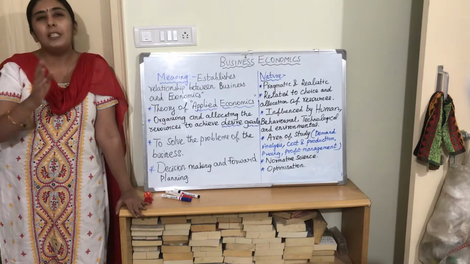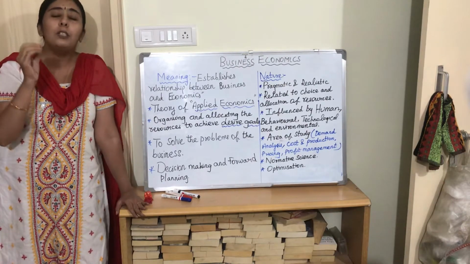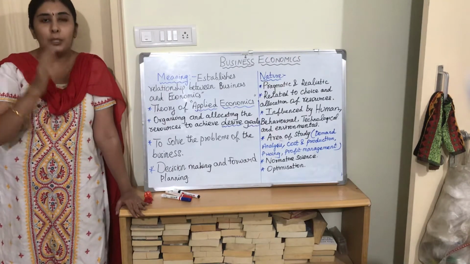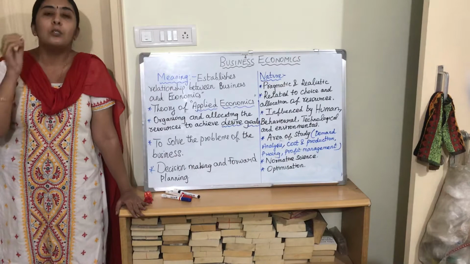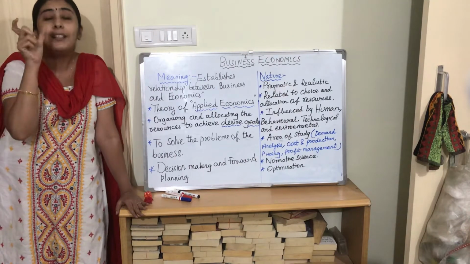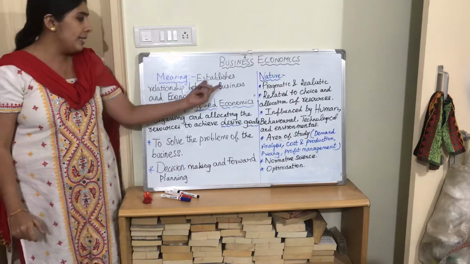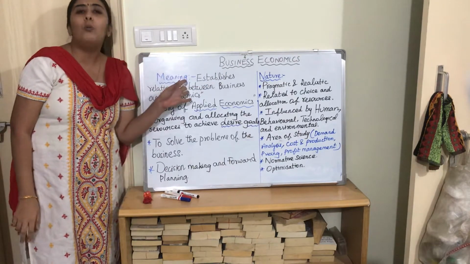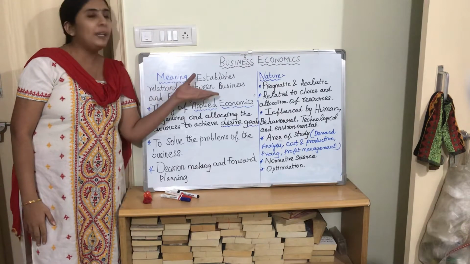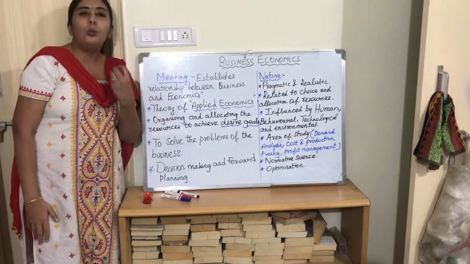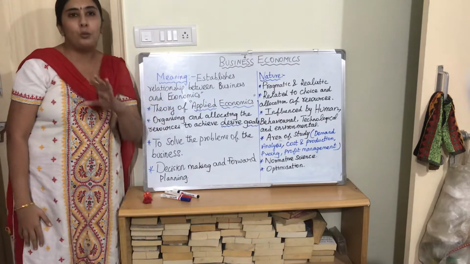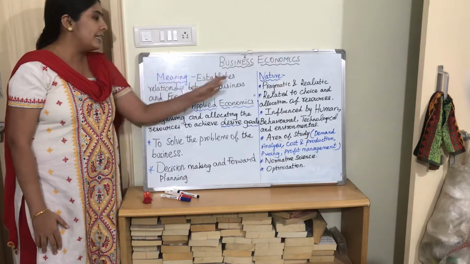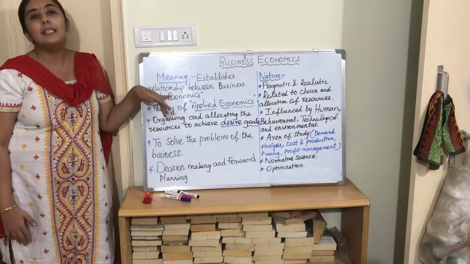So business economics is nothing much different. It is also a part of microeconomics because it deals with the relationship between the business and the economics. So business and economics together, what is the relationship between the business and the economics? That is where business economics comes in. You all know what is business. So business is simply a trade or whatever you do to earn some profit. Some investment you make, out of which you earn some profit. So this business economics establishes a relationship between the business and economics.